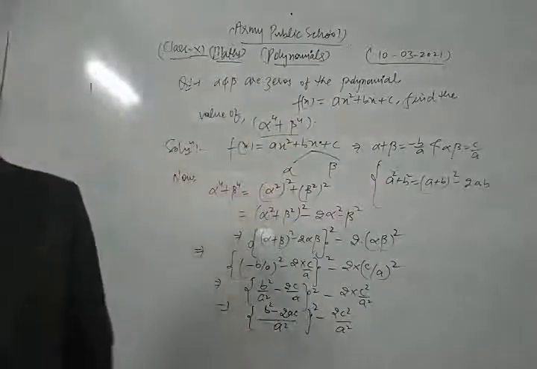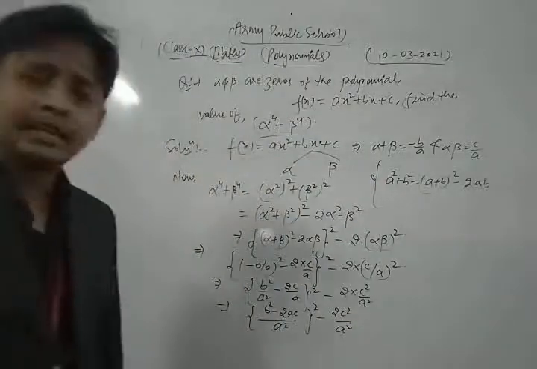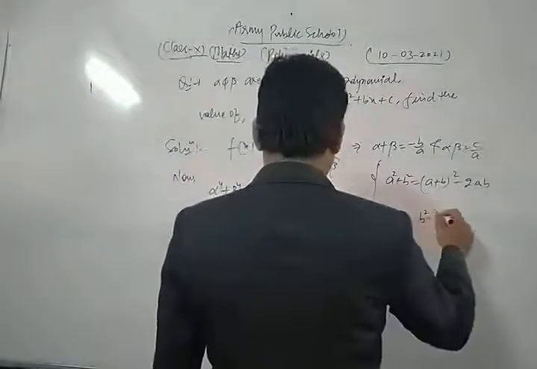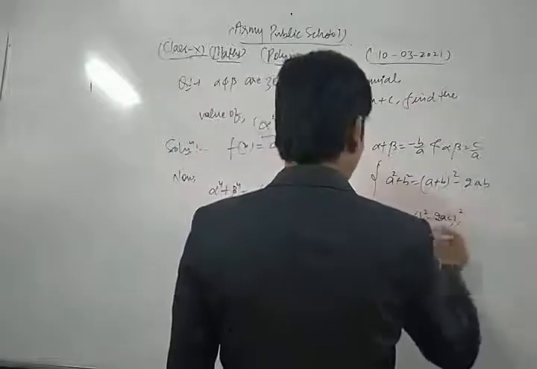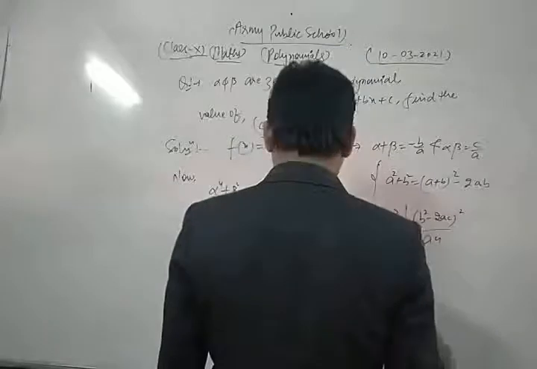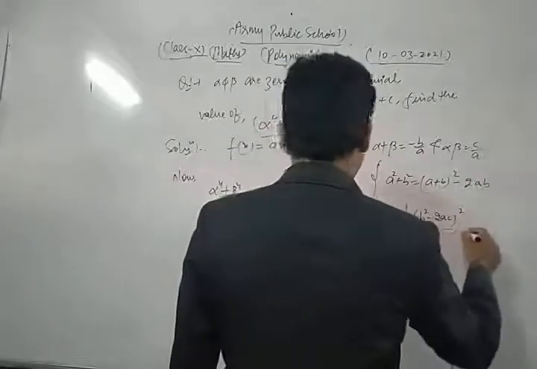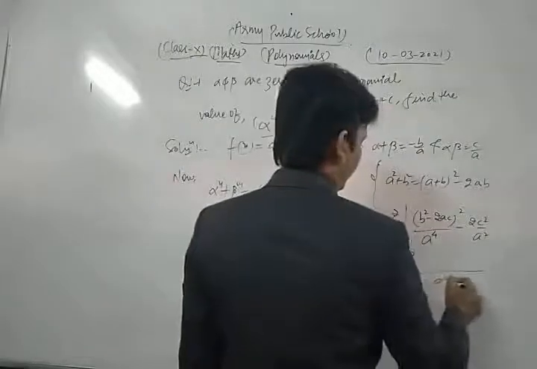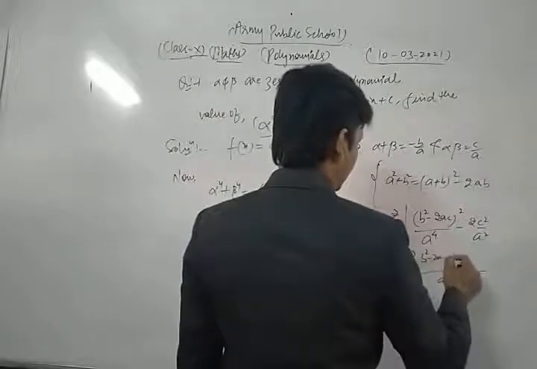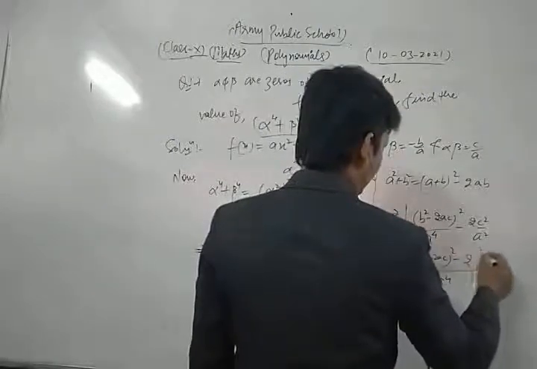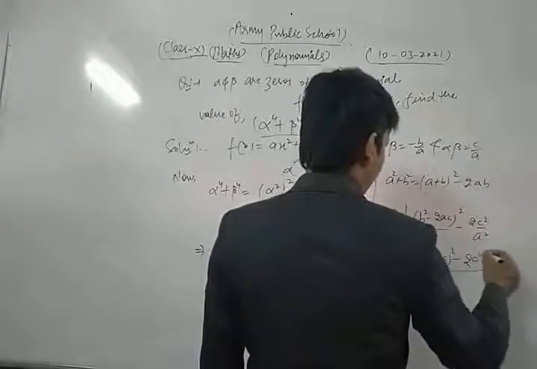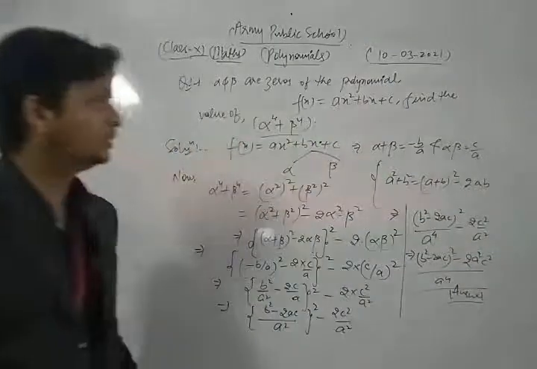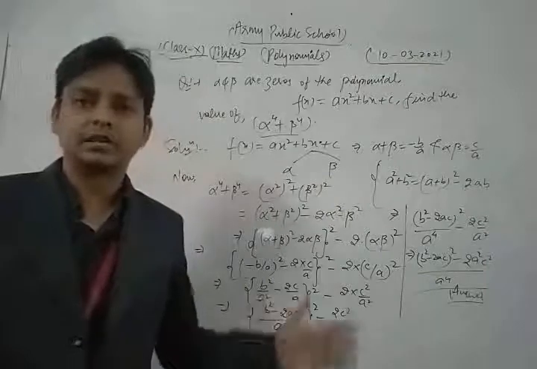Now we split the brackets. Let's see. Then we get b square upon a square, the whole square, upon a to the power 4. Okay. Now we take a power 4 as LCM, so we get b square minus 2ac whole square minus 2 a square c square. This is the required solution of the given question.